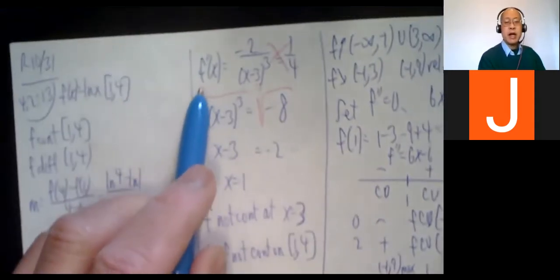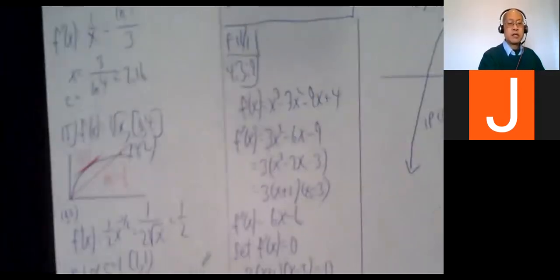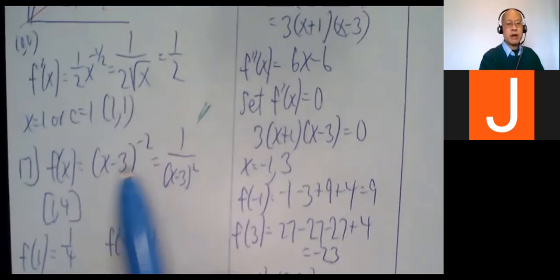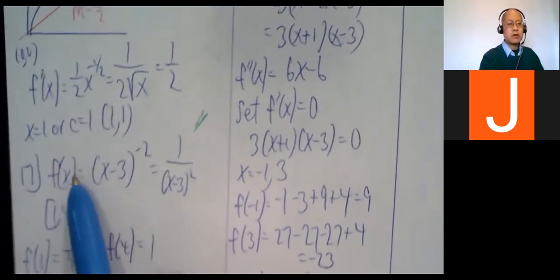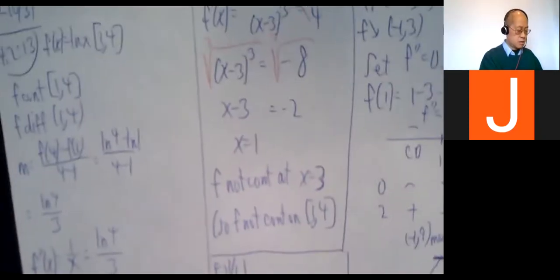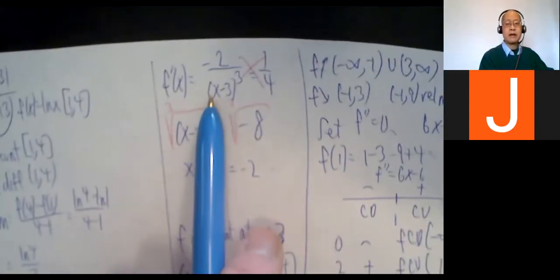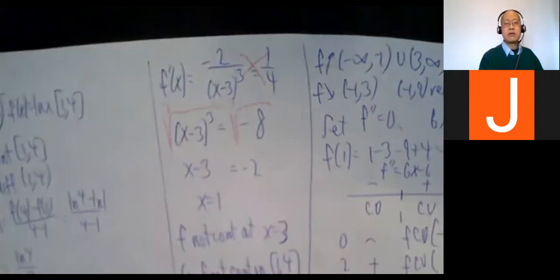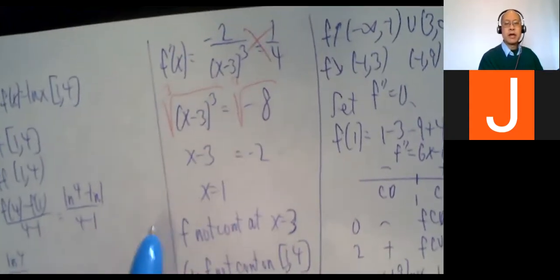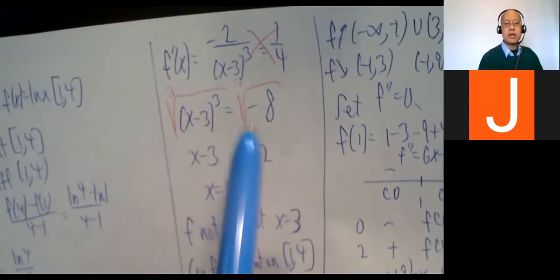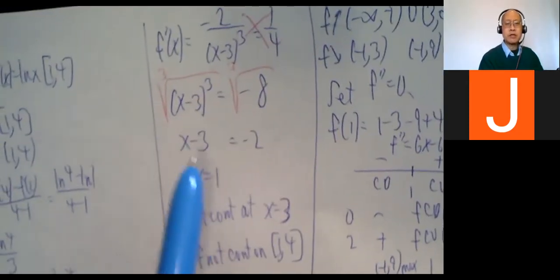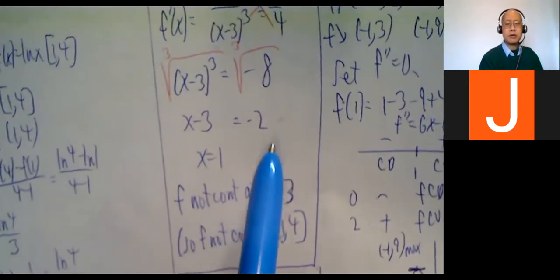Okay, but f prime of x, what is the derivative function? The derivative of (x minus 3) to the negative 2 is negative 2 (x minus 3) to the negative 3rd, which I can write like that. Set that equal to 1/4. Cross multiply: (x minus 3) cubed equals negative 8. Take the cube root of both sides. x minus 3 is negative 2.